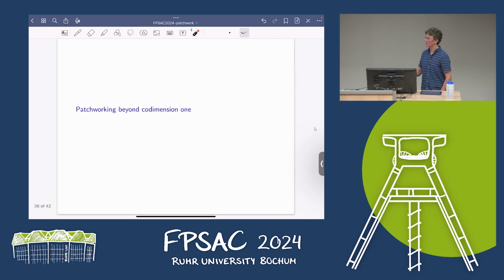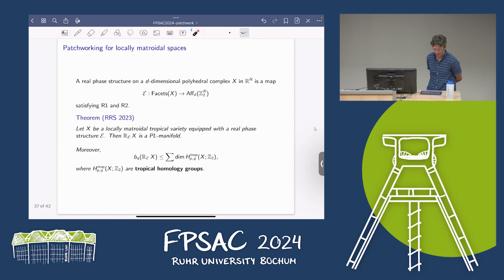Just want to say, do I have 3 minutes? Yeah. Okay. I just want to say a little bit about going beyond the matroid case and going beyond the codimension 1 case for patchworking. And this was kind of our original reason for looking at topologies of these pairs of the real part of a matroid fan in a real toric variety, because we wanted to extend this beyond just the fan case to notions of a real structure on any tropical variety.